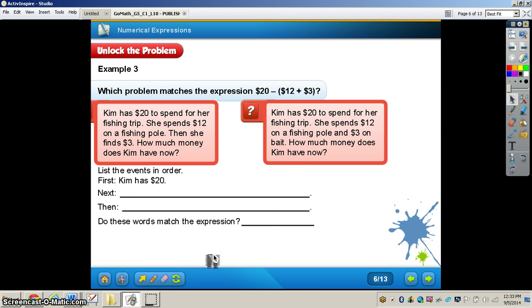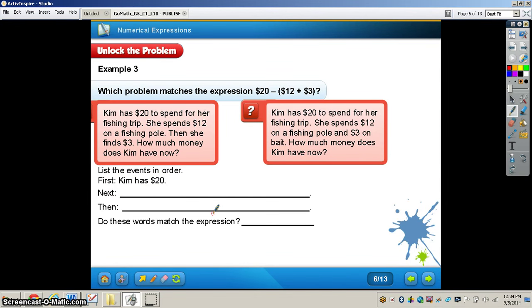Okay, so which problem, for example 3, take a look at which problem matches the expression 20 minus 12 plus 3. Okay, so the first thing we want to do is read through the 2 problems here. Okay, and we want to list the events in order. Okay, so we can see that first of all, for both of these, Kim has $20. Okay, so we know that.